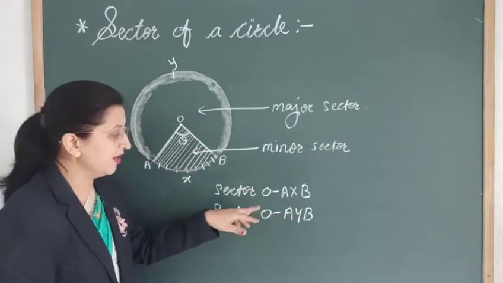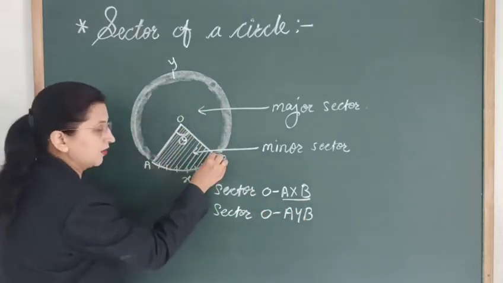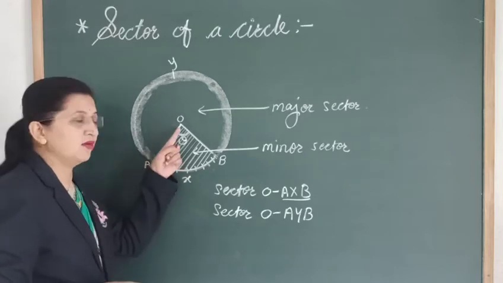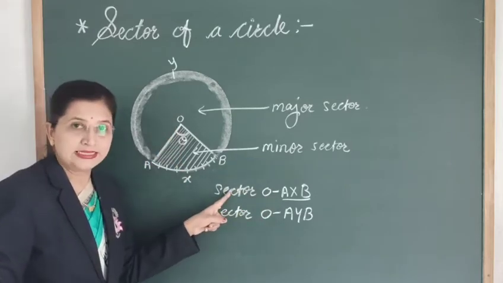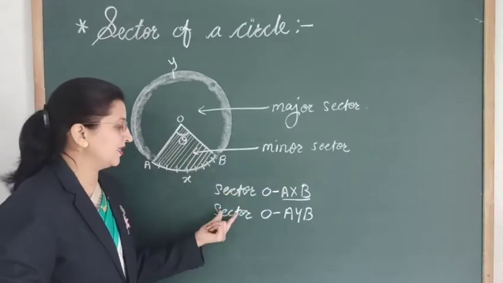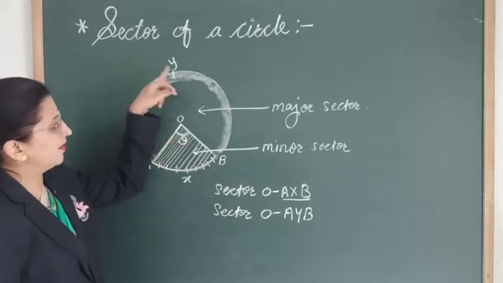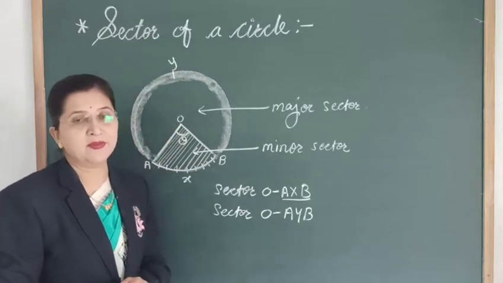Generally we use these three letters to write the name of the arc, so with that just write down the name of the sector also. So sector O-AXB is the minor sector and sector O-AYB is the major sector. In this way we can write the name of the sectors.